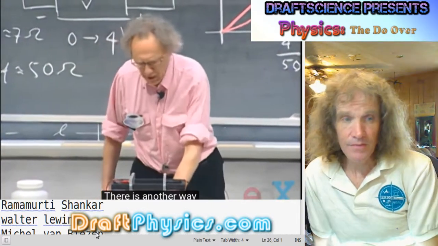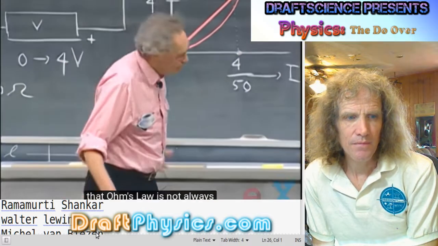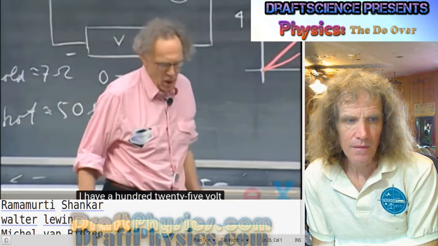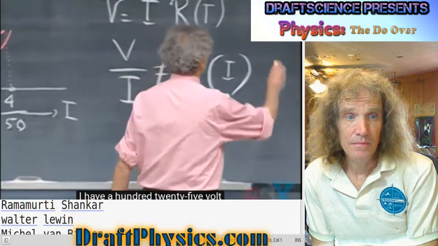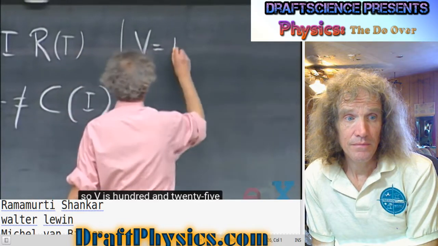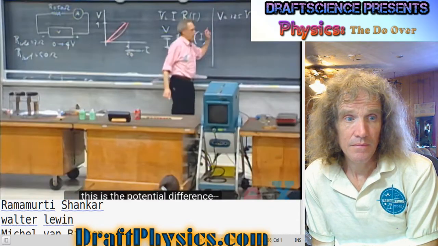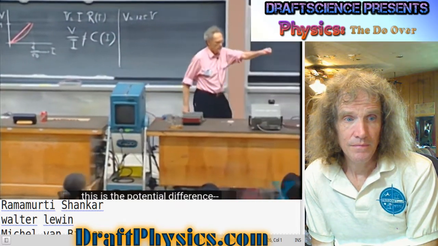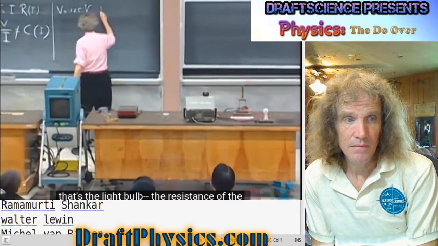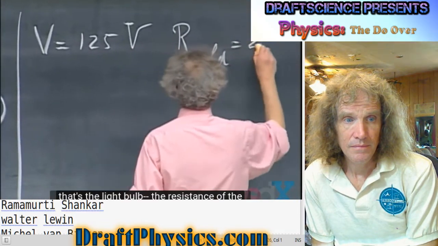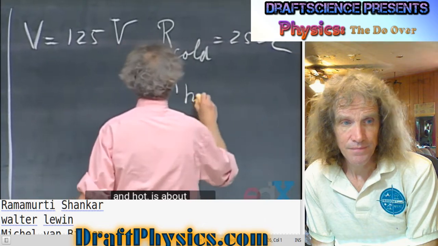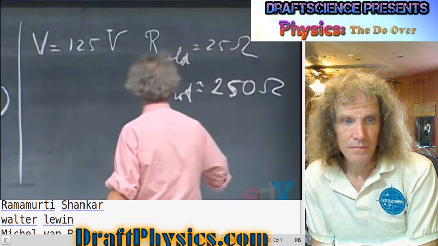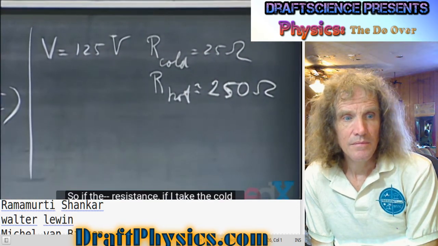There's another way that I can show you that Ohm's law is not always doing so well. I have a 125 volt power supply. So V is 125 volts. This is the potential difference. And I have a light bulb. You see it here. That's the light bulb. The resistance of the light bulb, cold, I believe is 25 ohms. And hot is about 250 ohms. A huge difference.